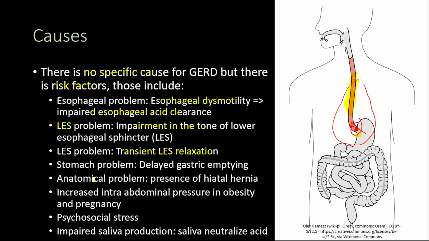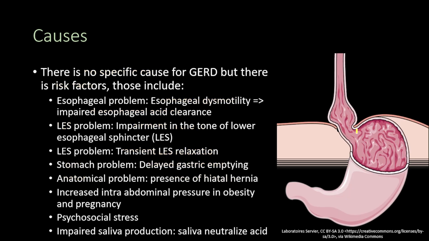Now after that, we have problems related to the stomach, and those include delayed gastric emptying, and that is when there are problems in the stomach emptying. So it empties food slowly, leading to higher risk for acid regurgitation. And we also have risk factors related to the anatomy, for example, the presence of hiatal hernia.